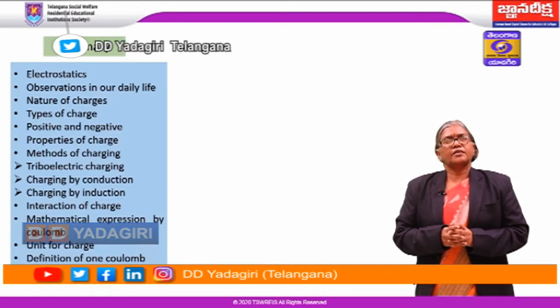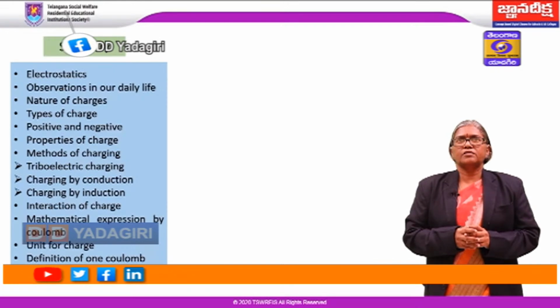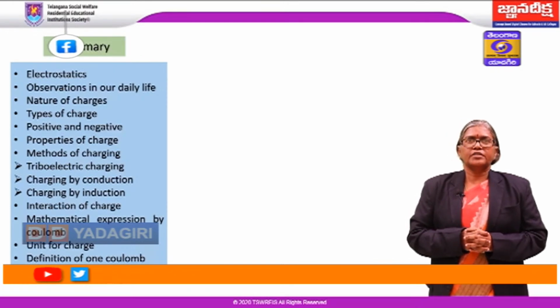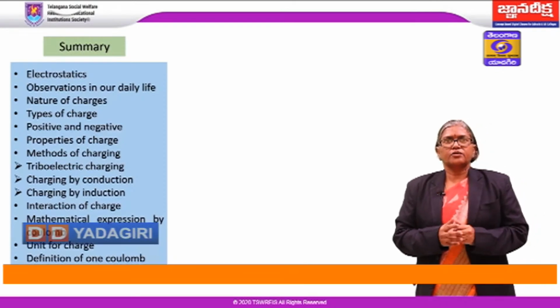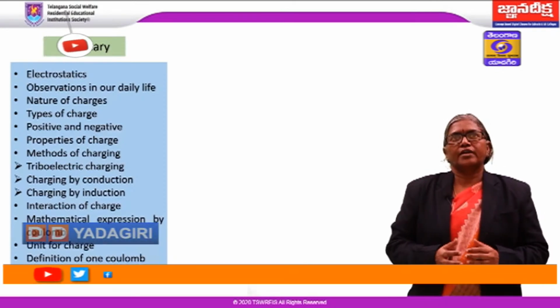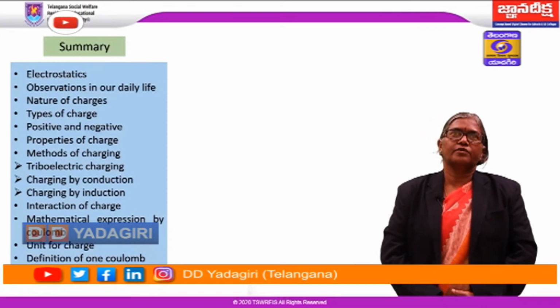We also learned the units of charge in different systems of units. And finally, we defined what is 1 coulomb. I hope, students, you learned about electricity, the introduction to electricity. Now we have come to the end of the session. From today's session, what did we learn about?